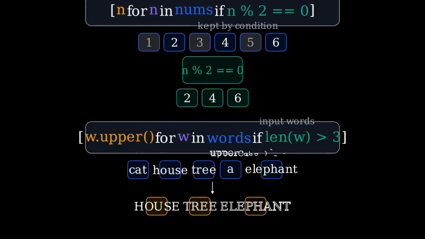Example 3. Uppercase only the words with more than 3 letters. The condition keeps the longer words, and the transform uppercases them. Notice short words are filtered out.